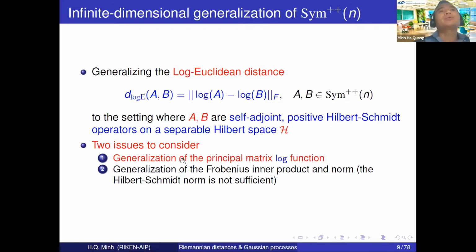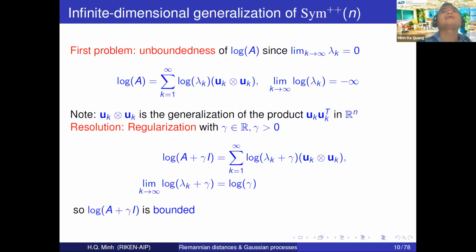So we need to do two things. We need to generalize the principal matrix logarithm, and then we need to generalize the Frobenius inner product. And it turned out that the Hilbert-Schmidt norm is actually not a sufficient quantity. So first, let's talk about the matrix log function. It is given by this formula here, with u_k u_k transpose, as in the finite dimensional setting, except that we have infinitely many of these quantities, and with log of lambda k going to negative infinity, this is unbounded.